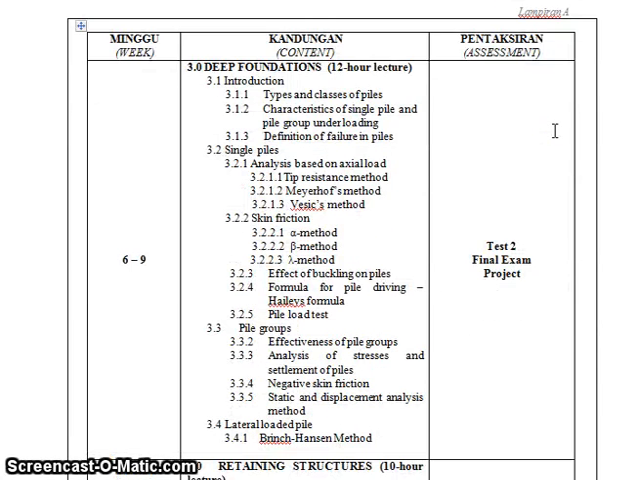Then after that, we move to chapter 3. Chapter 3 is the main chapter for this particular subject, whereby it is deep foundation design. We will spend most of our time over here. We expect to have about 12 hours of lecture, and at the very beginning we will introduce you several elements of the foundation, and then after that single pile design, then skin friction design and bearing design, and then after that we move to the pile test.